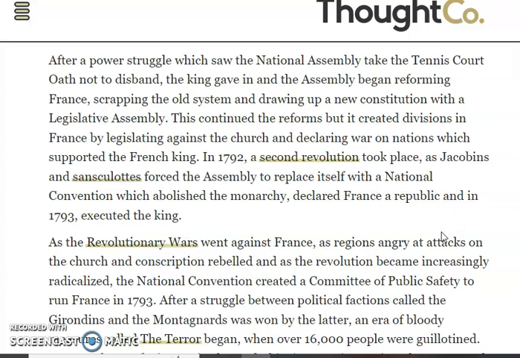In 1792, a second revolution took place, as Jacobins and Sans-Culottes forced the assembly to replace itself with a National Convention which abolished the monarchy, ended the kingship, declared France a republic, representative government, and in 1793 executed the king.